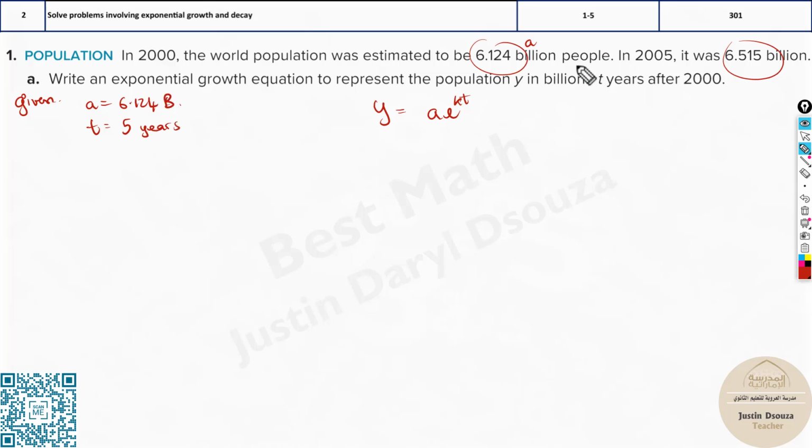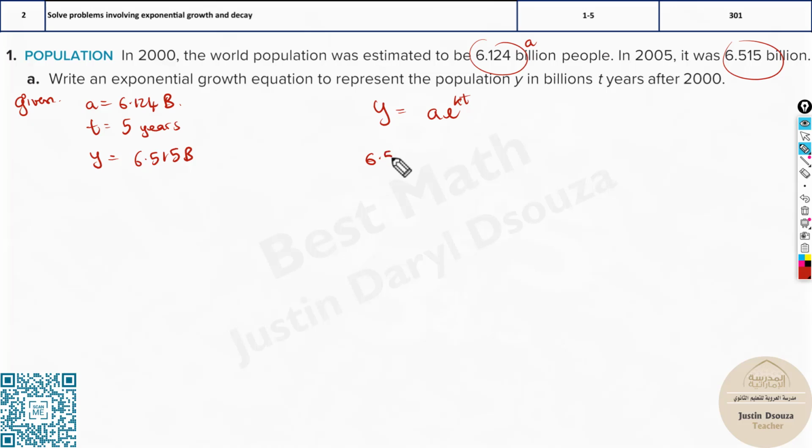And then what do we know? What is the final population? Y is after a certain time. If t is 5, after 5 years, the population y will be 6.515 billion people. So now we know almost everything. And e is Euler's number. That's a constant, 2.71. Now what we do is we'll just substitute.